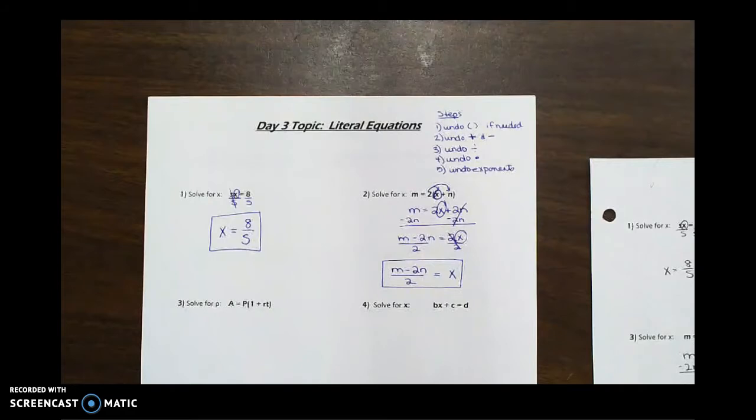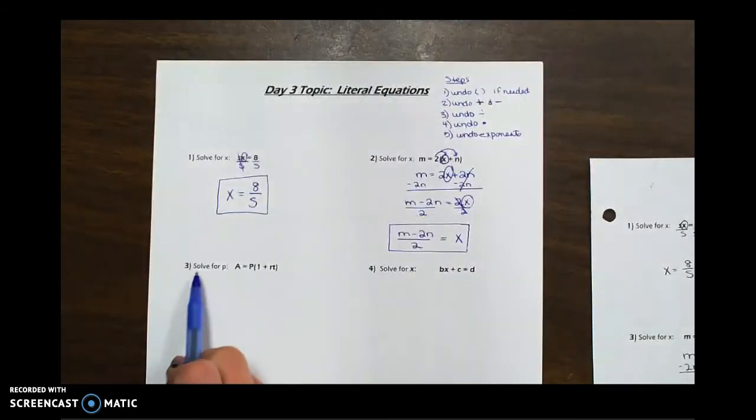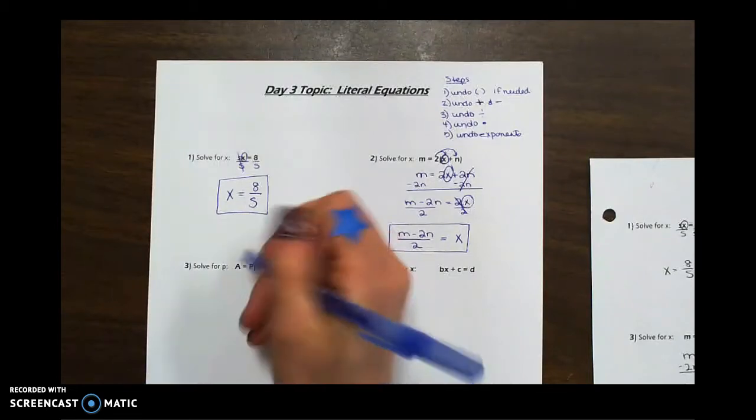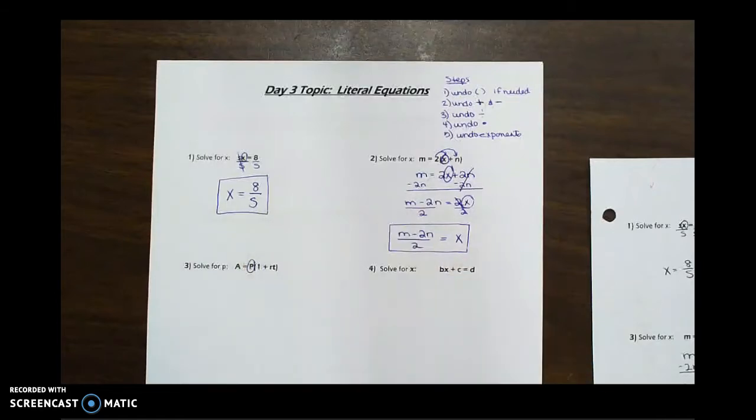All right, let's take a look now at number 3. It says solve for p. A equals p parentheses 1 plus rt parentheses. So since I want to solve for p, I'm going to circle the p. I want to keep that right where it is.